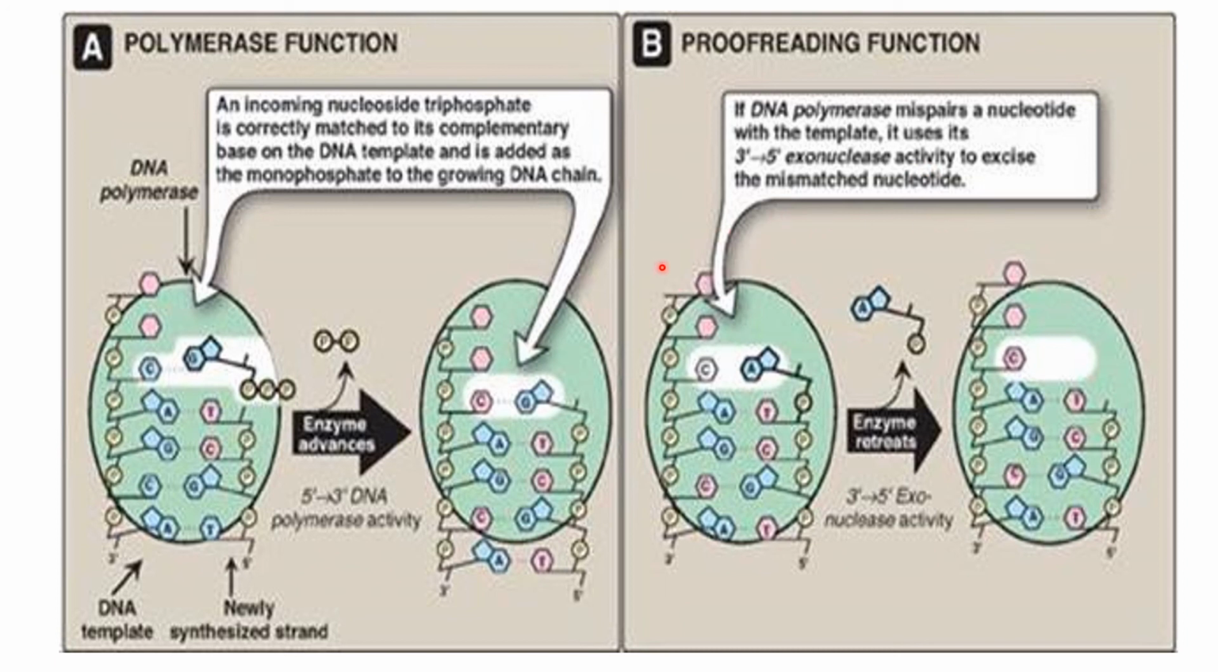Here 5' to 3' is the synthesizing ability, while 3' to 5' is the exonuclease activity, in which it is going to excise the mismatched nucleotide from the sequence and again synthesize further with the 5' to 3' activity.